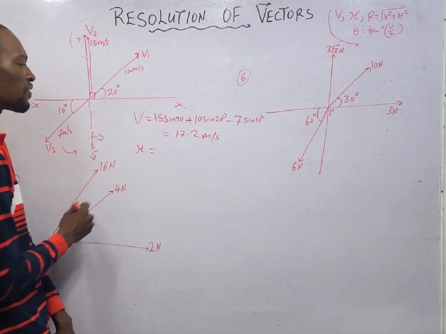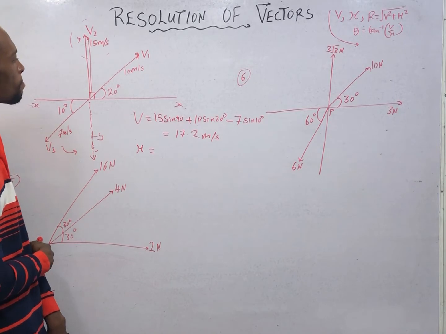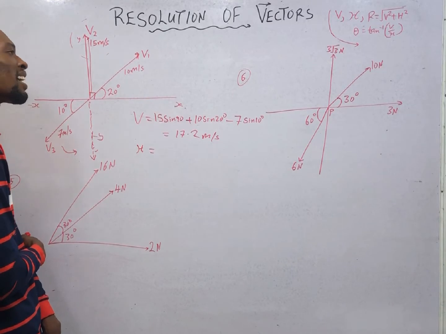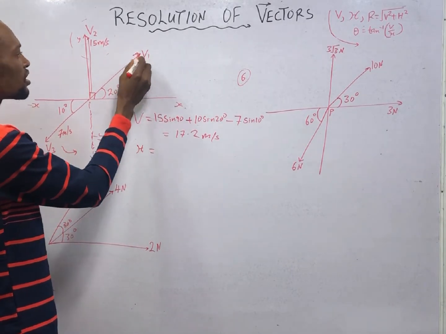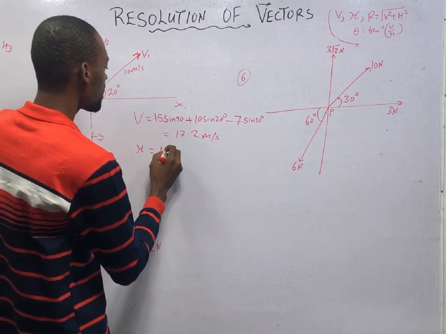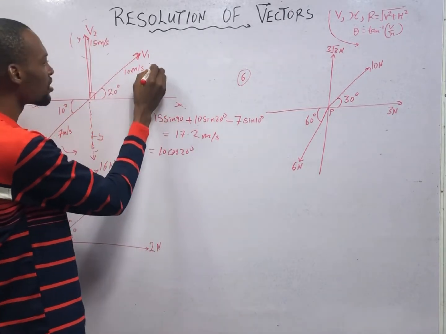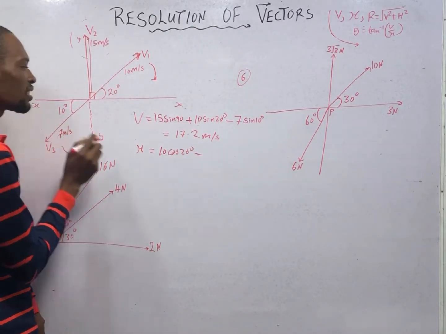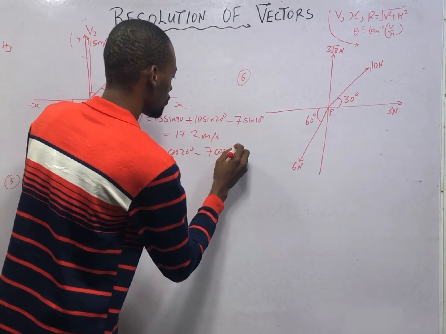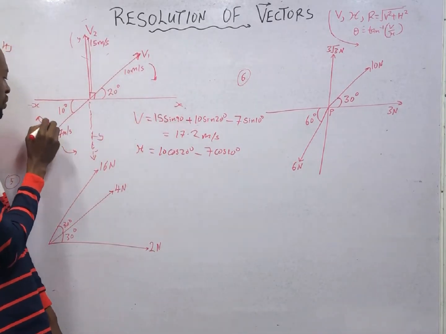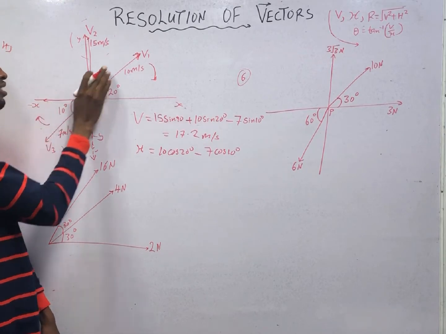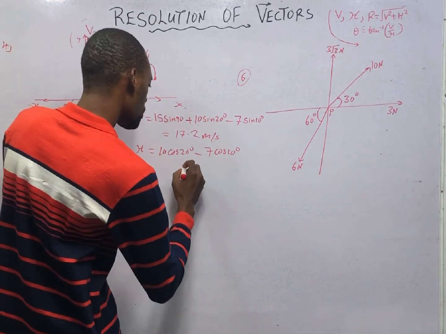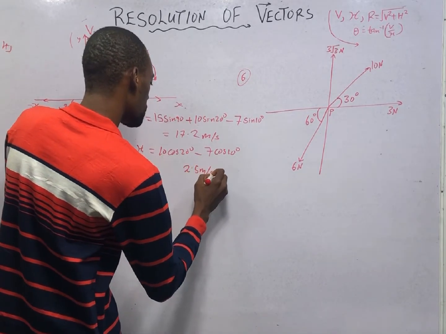Then the horizontal component of this vector is simply, there is nothing here, but this and this are inclined, so they have both vertical and horizontal. So resolving this, we have 10 cos 20 degrees. You are closing the angle. Minus 7 cos 10 degrees. Why? When you resolve this way, it comes here to form something like this. This one comes here to form something like this. So they are in opposite direction. You subtract. So this will give you 2.5 meters per second.